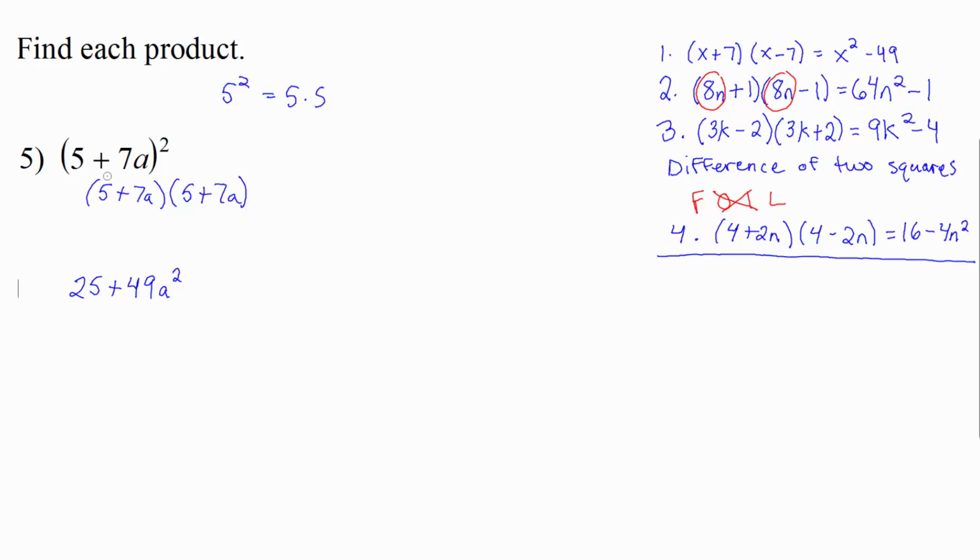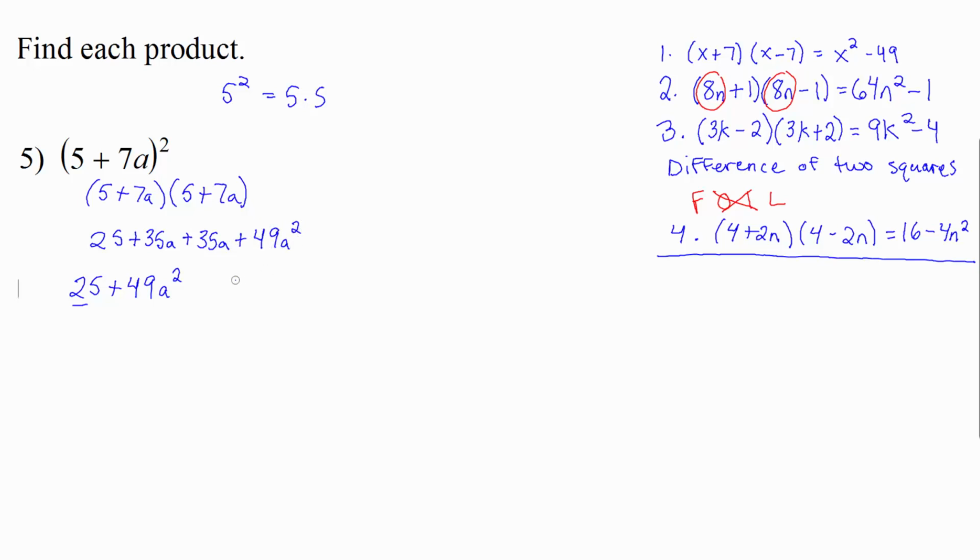So we have something that's not just a number squared. We're still going to think of it like we're multiplying it together twice. So let's go ahead and multiply this out. We've got 5 times 5, which is 25. That part was right. And then we're going to do 5 times 7a, which is 35a. And then we're going to do 7a times 5, which is 35a again. And then 7a times 7a, which is 49a squared.